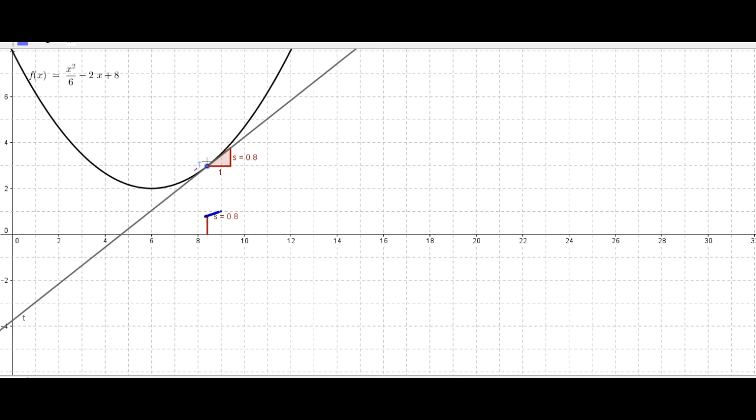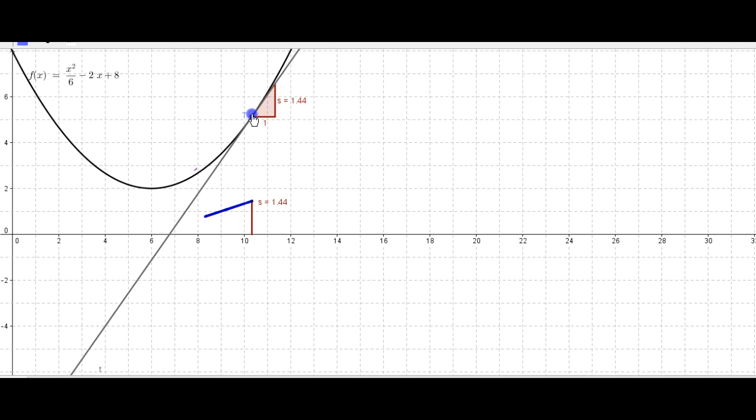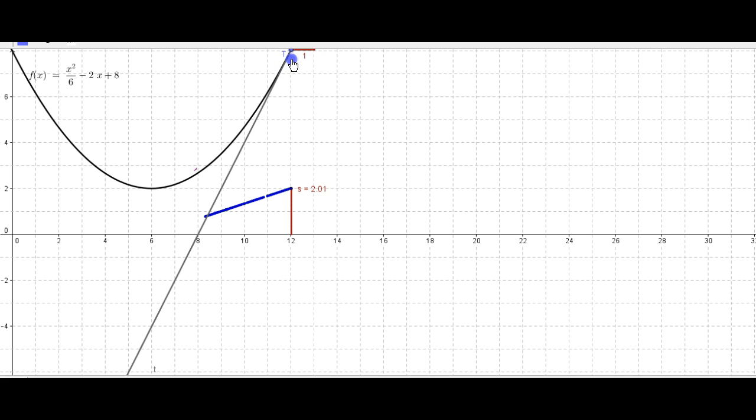Okay, so what's happening here? Well, if I go up here, we're getting larger positive slopes, right? Let's take this and go up here, and you can see that the slopes are getting larger positive numbers. If I come down here, we're getting smaller positive numbers. What's going to happen when we hit down here? It's going to hit 0, and then it's going to go negative.